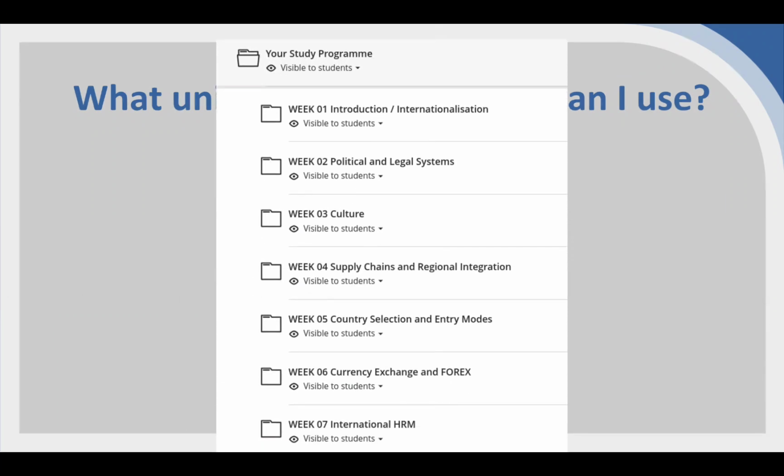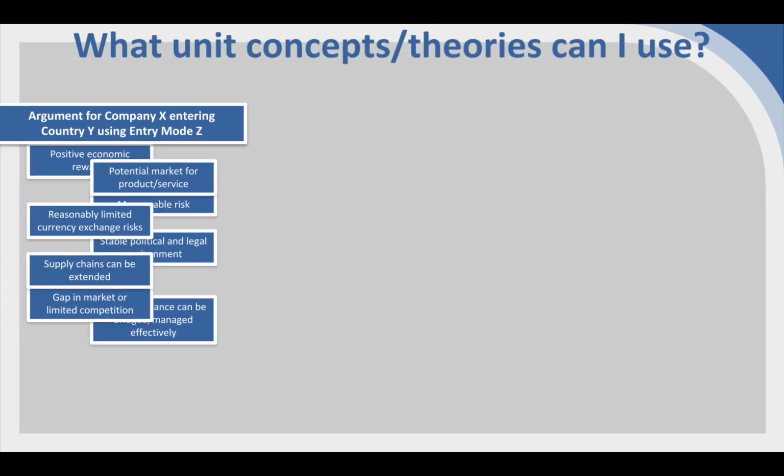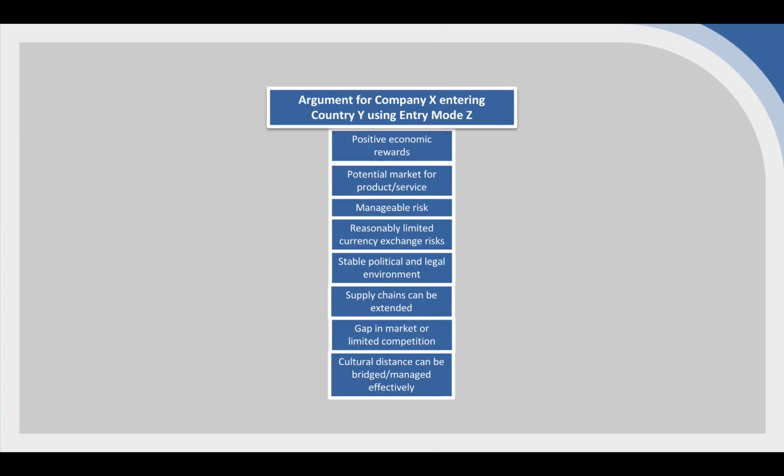So to give you an idea of that, there's a ton of relevant weeks material, lots and lots of different theories and models that we can use. So we'll give a couple of examples. So if you go back to our argument, the exact theories or models you're going to use depend on the key elements of your argument. So let's take currency exchange risks.